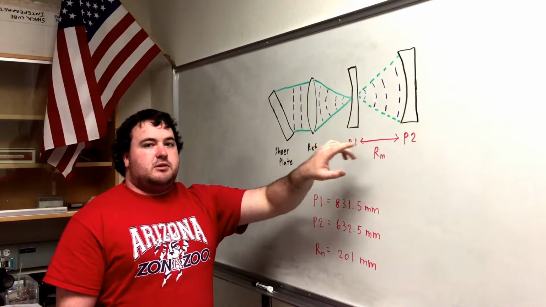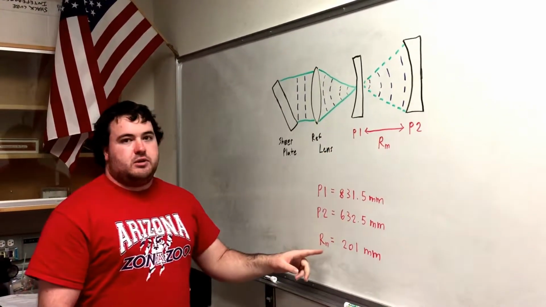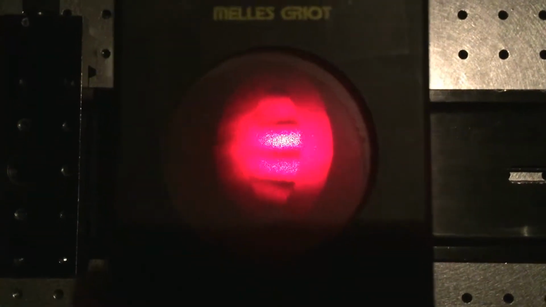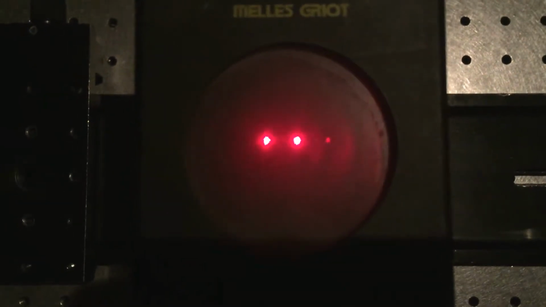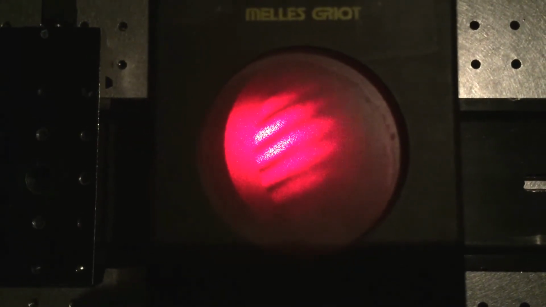The distance between these two positions will be the radius of curvature of the mirror, which we found to be 201 millimeters. Right now we are at the rear position, and as you can see we have straight fringes. We will now move to the closer position. And as you can see, at the close position we return to straight fringes again.